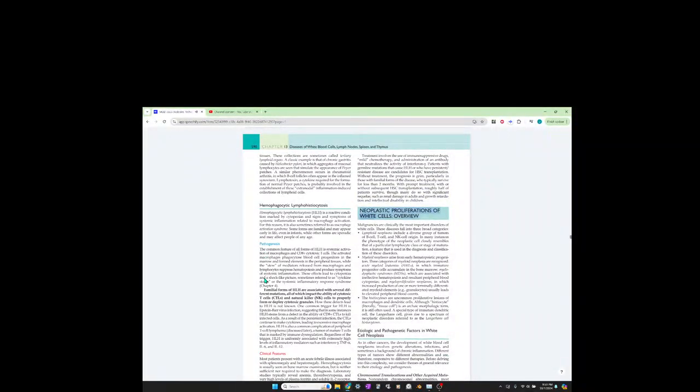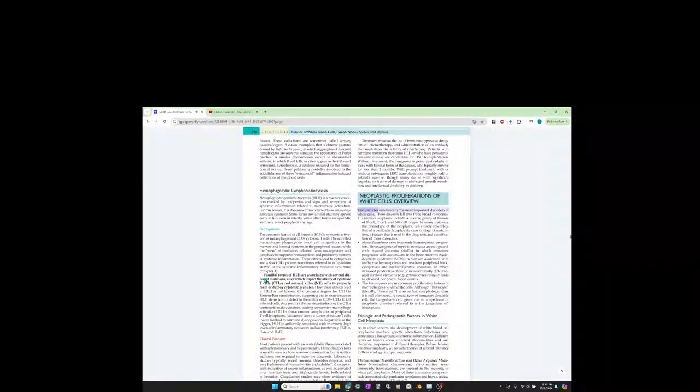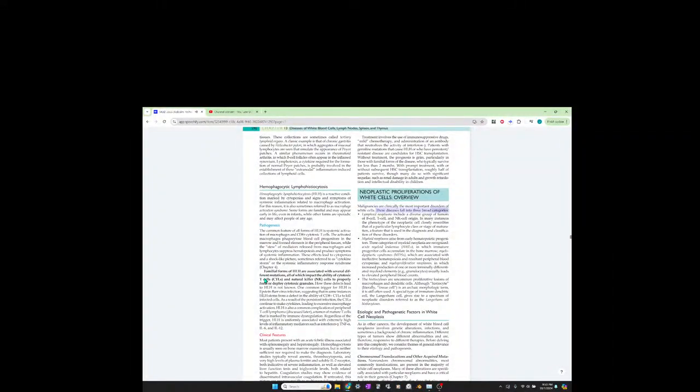Neoplastic proliferations of white cells overview. Malignancies are clinically the most important disorders of white cells. These diseases fall into 3 broad categories.